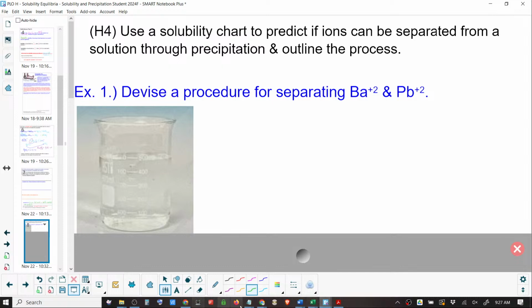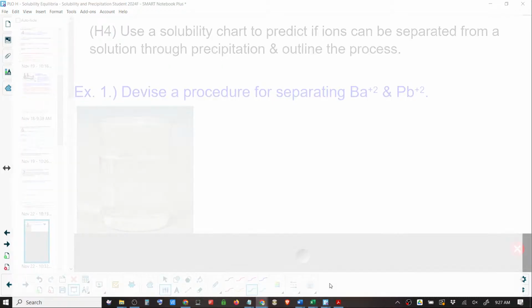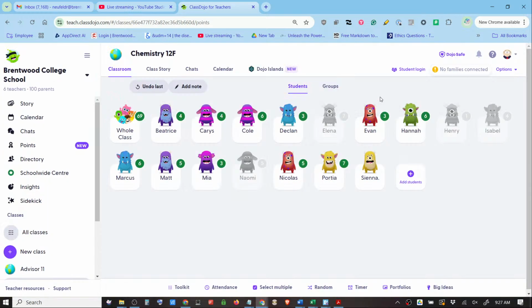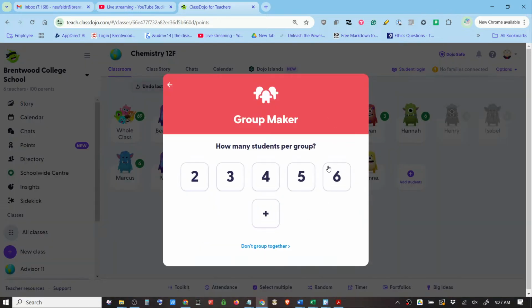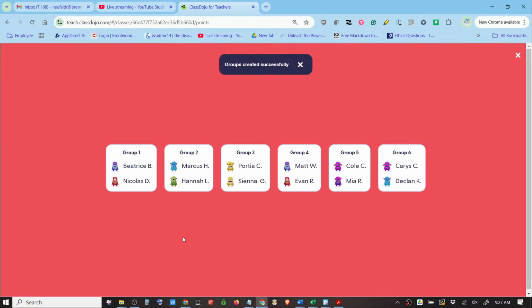Let's take your new partners to the board. Bring your data booklet. Take your partners to the board. Get your partners. Out of the way.